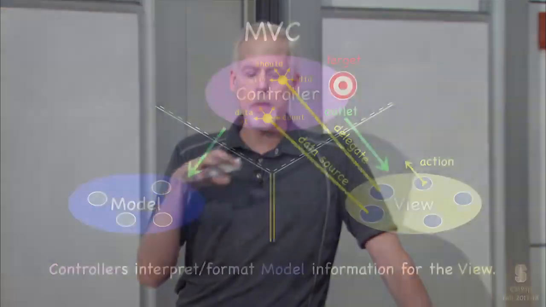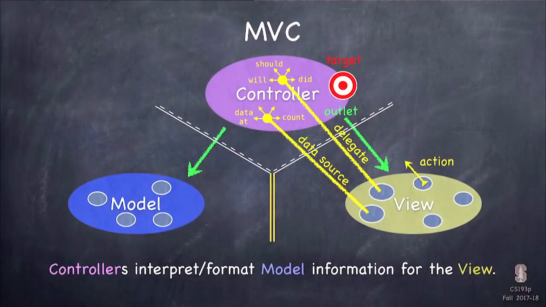Because of all this communication going on in this direction, we say the controller's job in an MVC is to interpret and format the model's information for the view. That's its primary purpose. It kind of also goes the other way. It interprets user interaction in the view for the model. Okay, it's the interpreter back and forth. It's the center of all communication here.